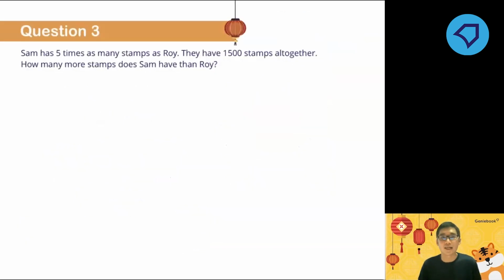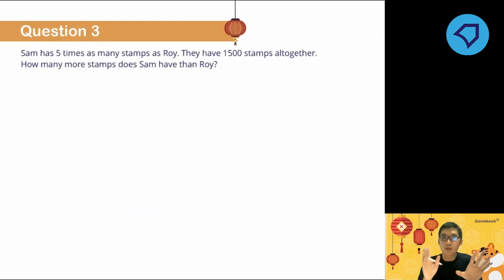Okay, so let's take a look at this example, question number 3. I'll tell you why some students will make mistakes for such questions. Okay, now in this question here, it says Sam has 5 times as many stamps as Roy. And both boys together, right, they have 1,500 stamps all together. How many more stamps does Sam have than Roy?